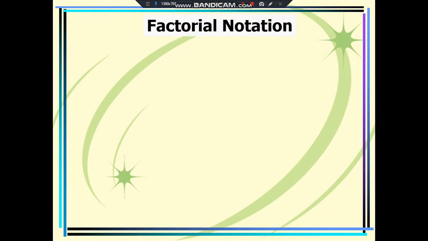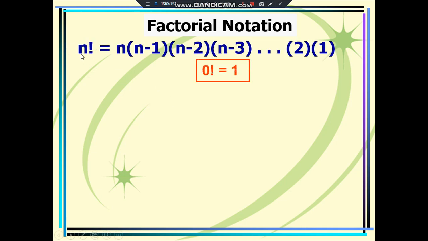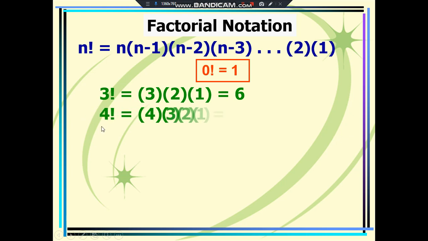Let us discuss now the factorial notation. This notation is read as n factorial, which means it is equal to n times quantity n minus 1, times quantity n minus 2, times quantity n minus 3, and so on down to 2 times 1. Take note that 0 factorial equals 1. If we have 3 factorial, that would mean 3 times 2 times 1 equals 6. If you have your calculator, you can just press 3 and this notation on your scientific calculator, and it gives you right away your answer, which is equal to 6. 4 factorial means 4 times 3 times 2 times 1, which is equal to 24.